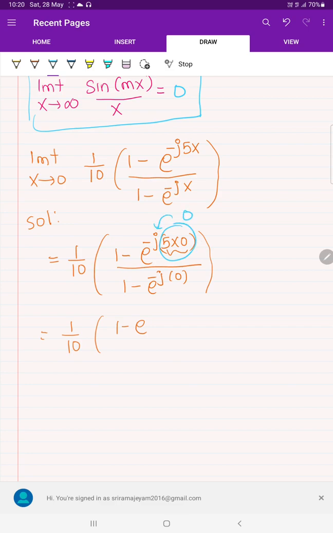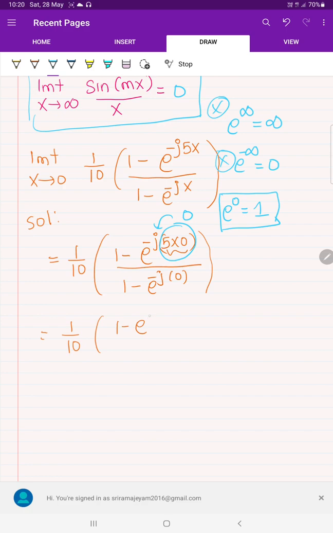0 into j also will become 0. But e power 0 is what? The value of e power 0 is always equal to 1. Just make a note. Similarly, if I take e power minus infinity, this will be 0. If I take e power infinity, this will be infinity. Some things are very important. Soon we will be solving problems based on these relations also.